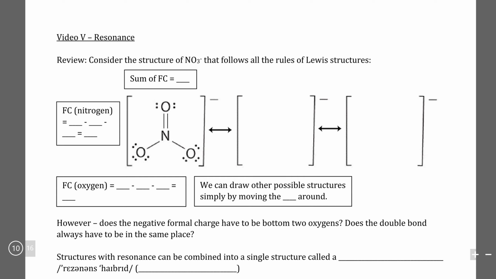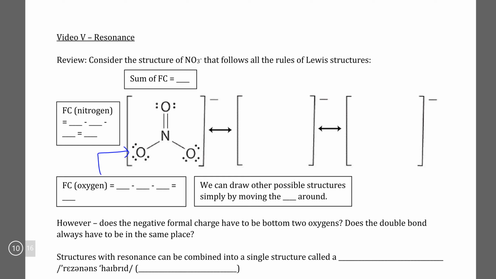In this video, we're going to be looking at a phenomenon that occurs mostly in polyatomic ions, but also in any compound that has multiple correct Lewis structures. Firstly, let's do a review of formal charge because that's going to be important to understanding how this concept works.